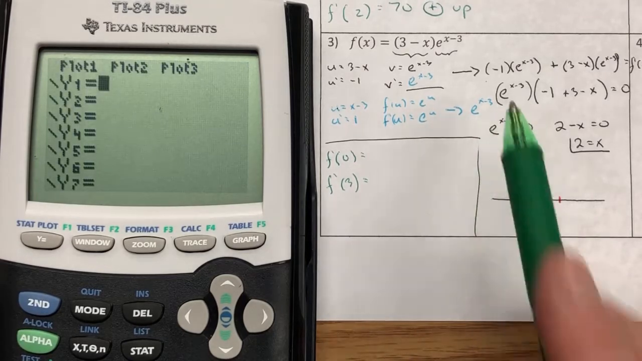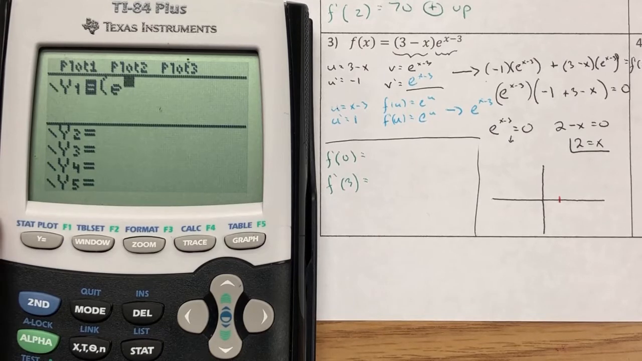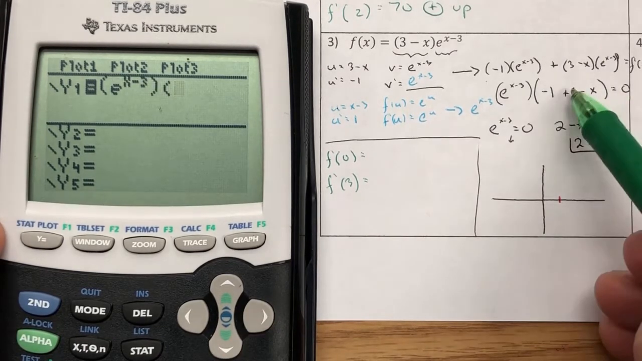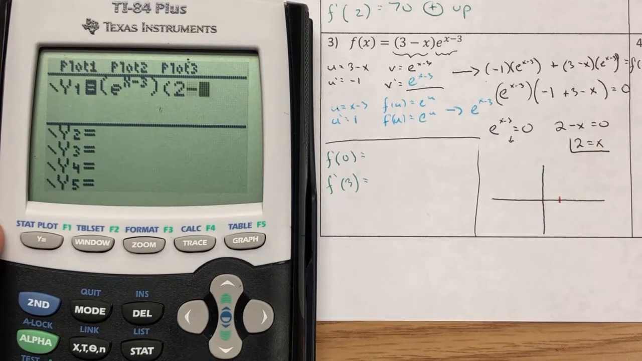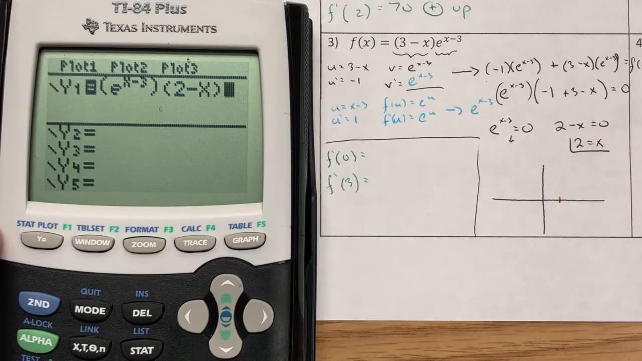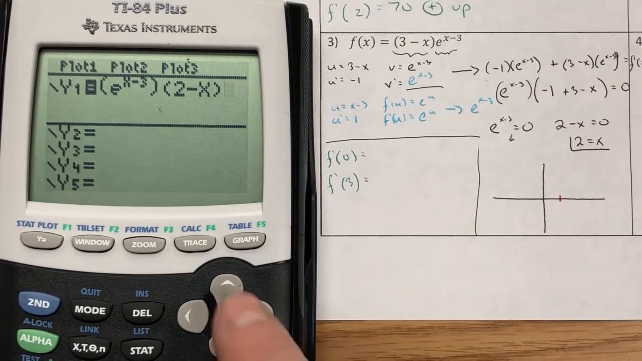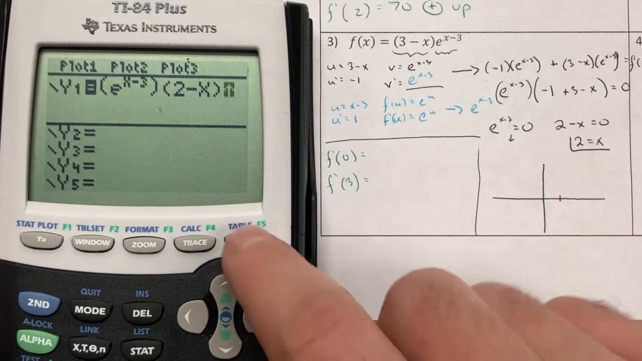So I'm plugging in my derivative. So e to the power of x minus 3, and then 2 minus x. I went ahead and I simplified this as I plugged it in, because this is still the derivative even though we've set it to 0 by here. But we've got these. Let's go to our table.